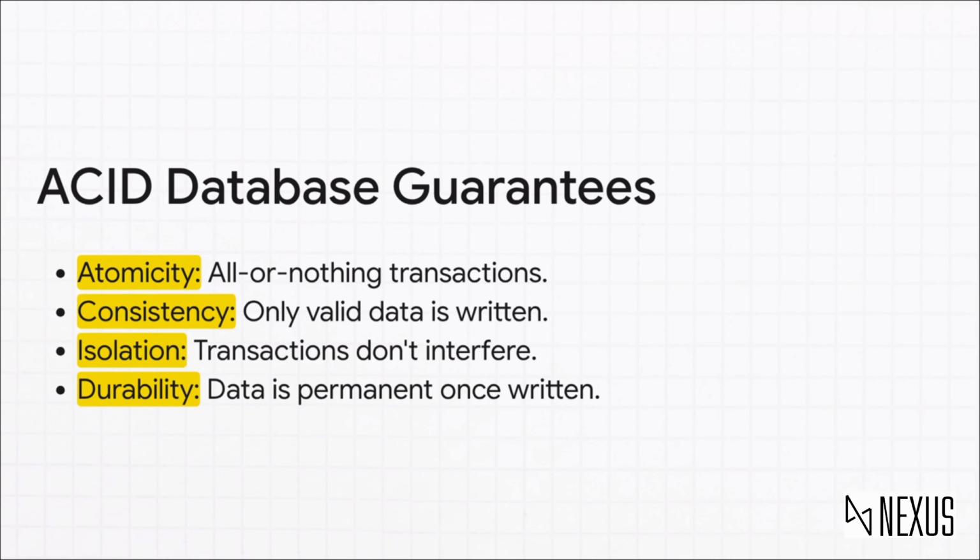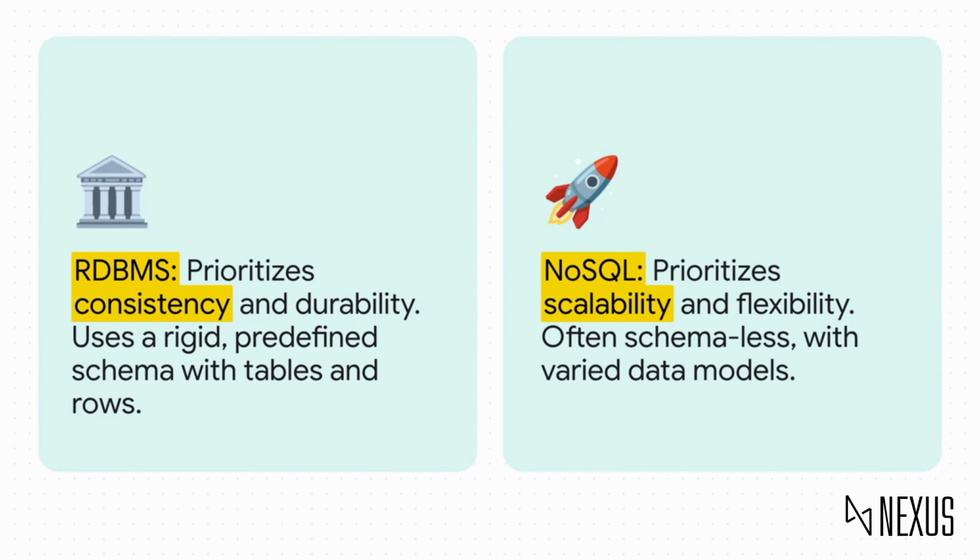And durability? Well, that just means once the data's saved, it's saved for good. And this is exactly why big data forced us to invent a whole new way of thinking about databases. See, traditional databases, we call them RDBMS, they are all about those strict ACID properties. They prioritize consistency above all else, but that rigidity just doesn't work for big data.